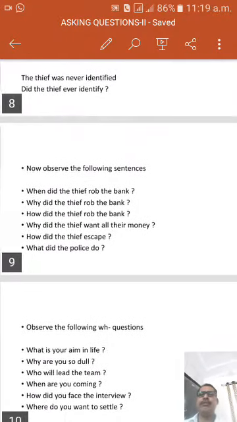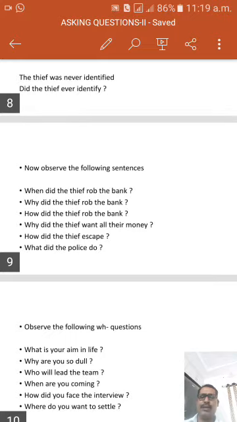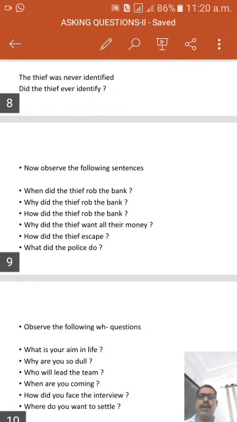When did the thief rob the bank? Now we are framing WH questions. Previously we framed yes or no type questions. From the same paragraph, we are framing WH questions. Look at the difference. Look at the structure between yes or no type questions and WH questions. When did the thief rob the bank?